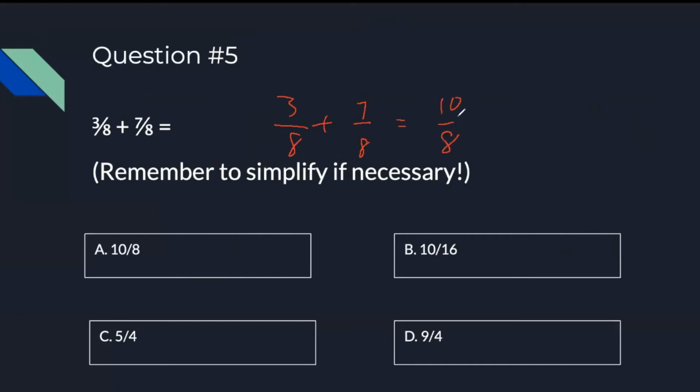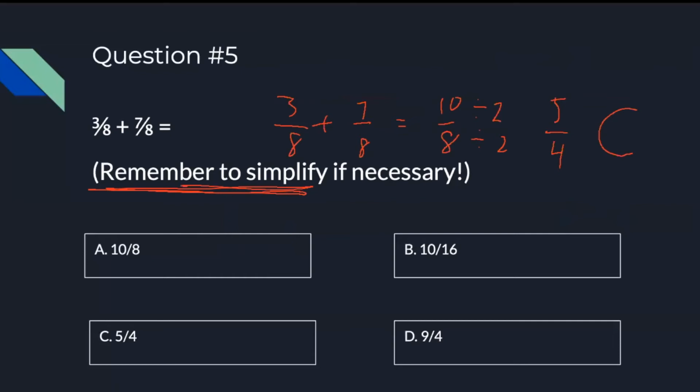But a lot of you answered A, 10 over 8, but this is not the final answer. We still have to simplify, right? So we can divide the top by 2 and divide the bottom by 2, which yields 5 over 4. So does everyone understand now for this one? Thumbs up. Okay, very good. So this one would be C, all right? So remember to simplify. That is key.